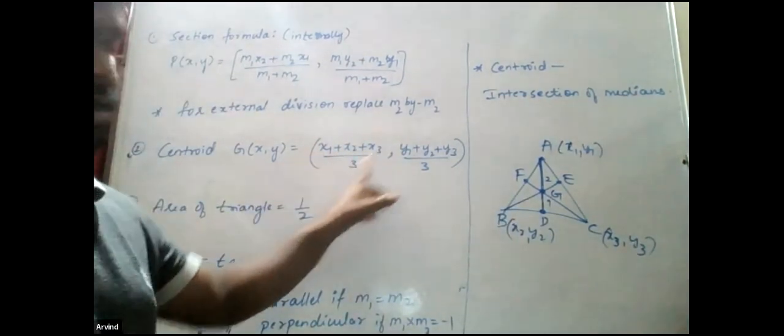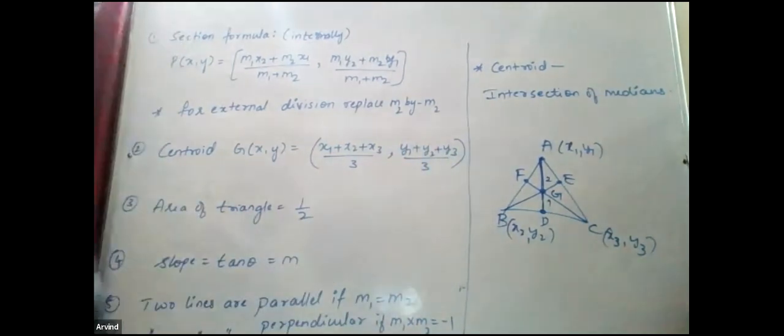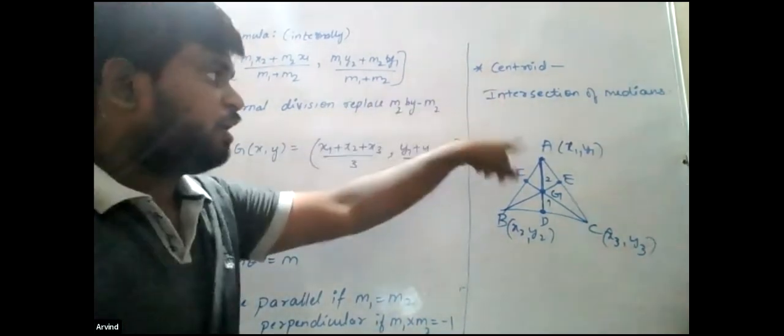So if you want to find the centroid, this is the formula. Centroid is given by x1 plus x2 plus x3 divided by 3, y1 plus y2 plus y3 divided by 3. So what is the centroid? It is the intersection of medians.